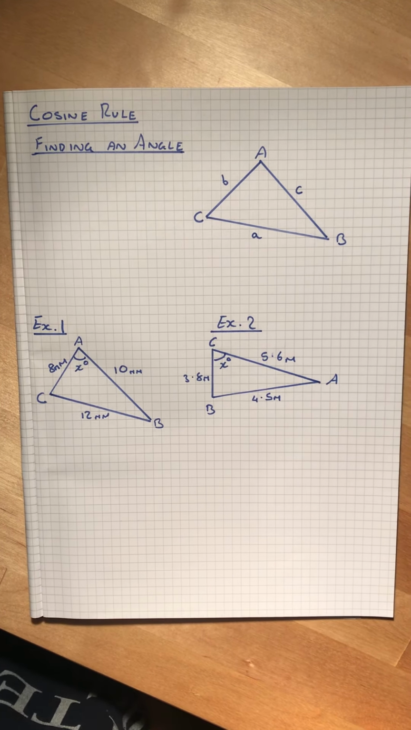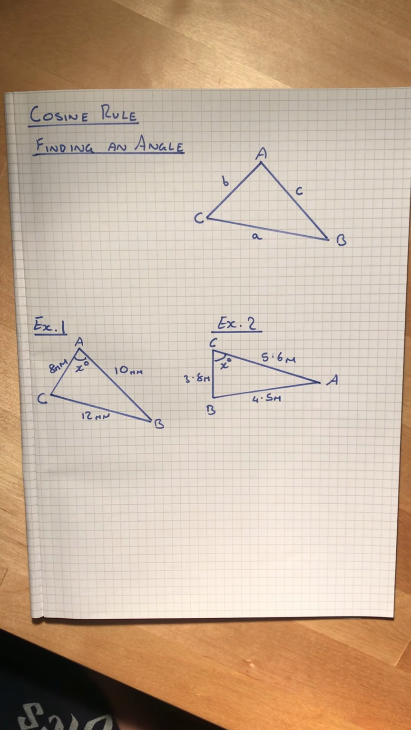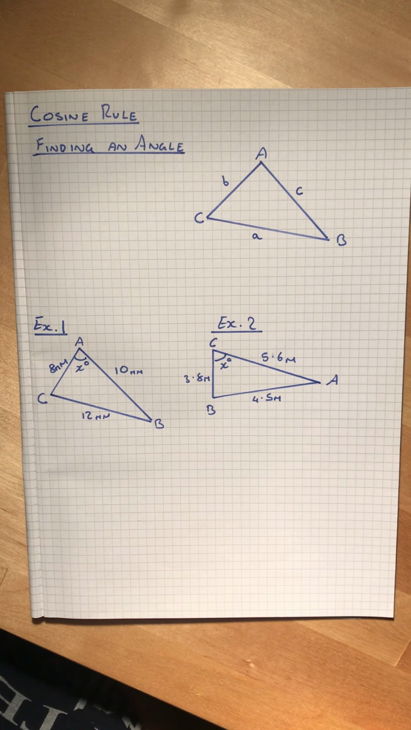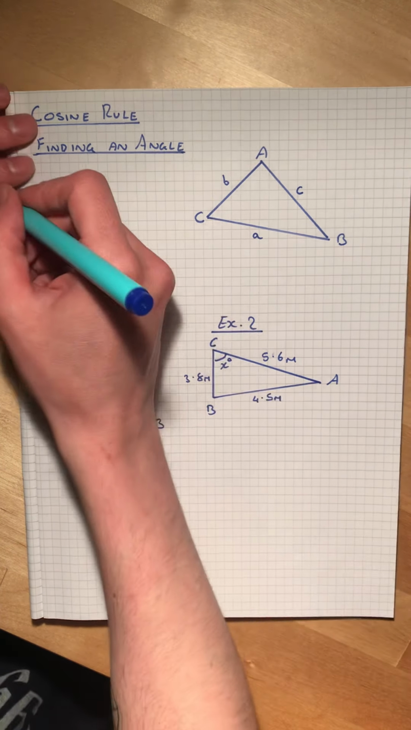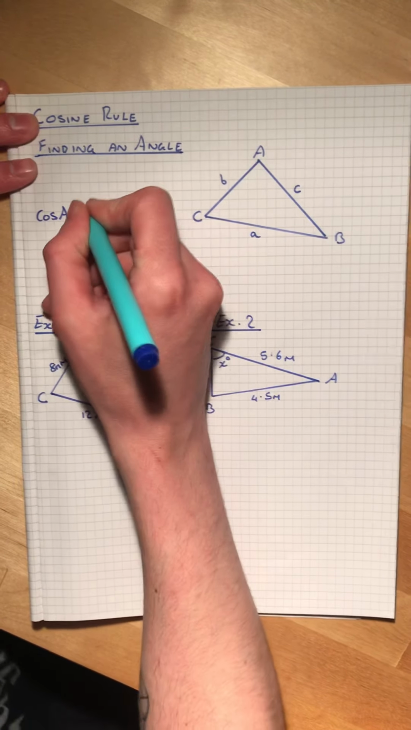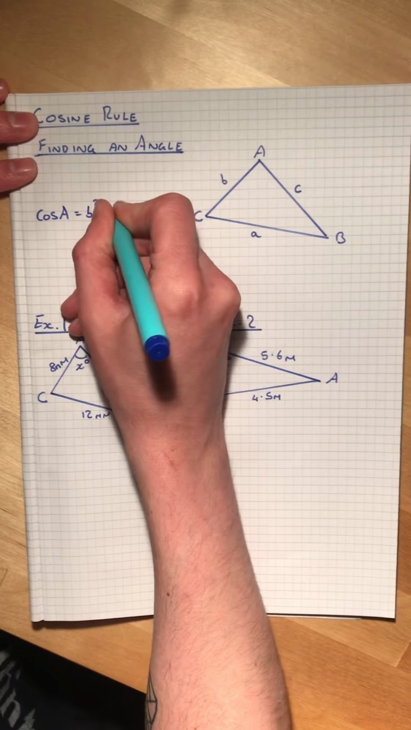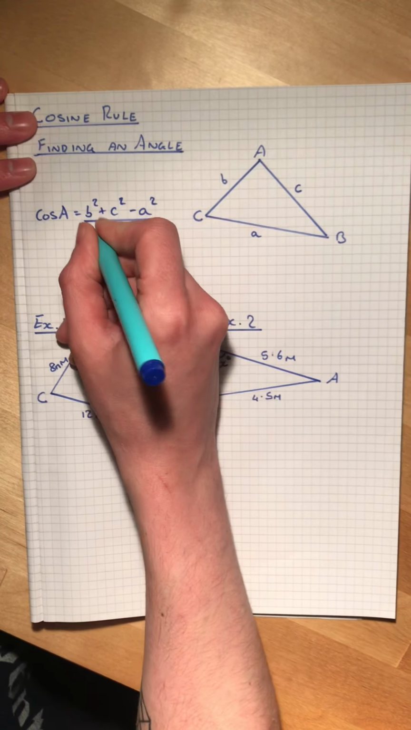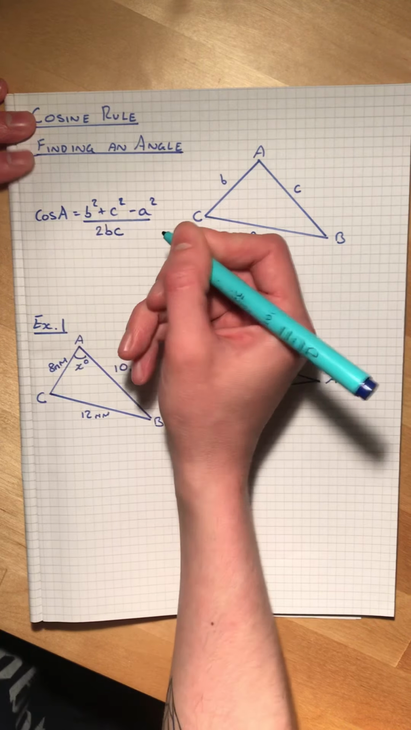So now what we're going to do is use the cosine rule, but instead of finding the length of a side, we're going to find an unknown angle. This formula is just a rearrangement of the same formula we just used. So we're going to rearrange it, and we get cos A equals b squared plus c squared minus a squared, all divided by 2bc.